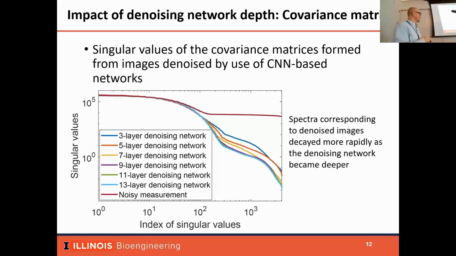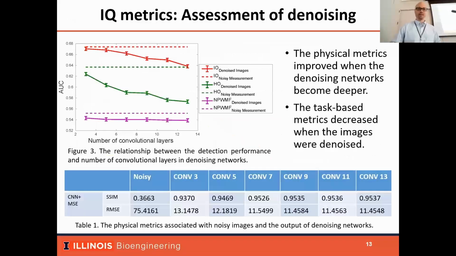So what this is showing, well, as soon as you apply the denoising operation, the covariance matrix becomes, I would say, worse conditioned. And as the network depth gets higher, the conditioning gets even worse, right? And this doesn't always happen. This is just what happened in this particular case, of course, okay?